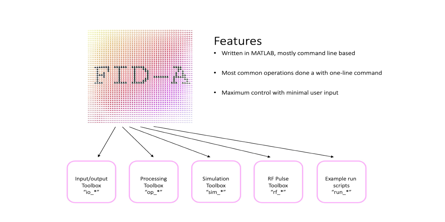Every function name in FID-A starts with a prefix followed by an underscore, followed by the actual function name, and the prefix indicates which toolbox each function belongs to. So functions in the input-output toolbox start with an IO prefix, and functions in the processing toolbox start with OP. The simulation toolbox has the SIM prefix. RF pulse tools start with RF, and example run scripts start with run.